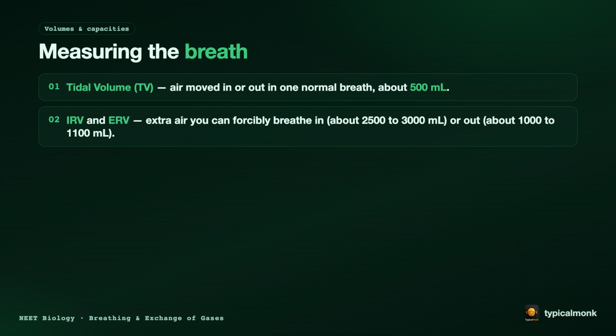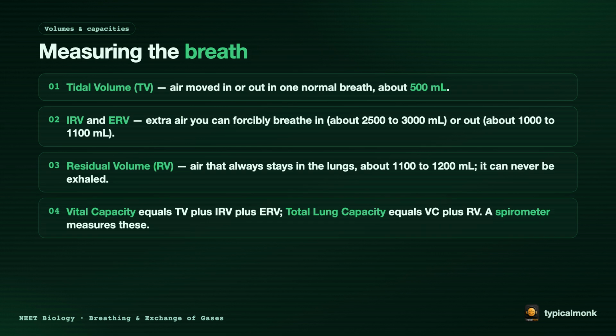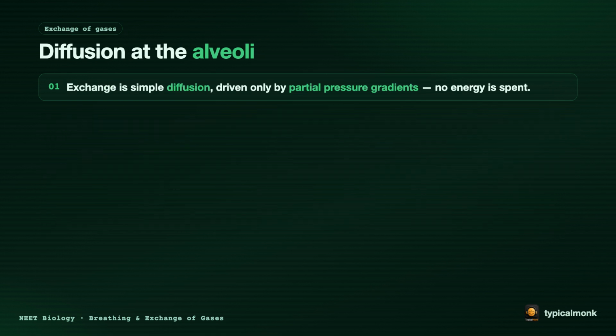Of and of. The extra air you can forcibly breathe in, about 2,500 to 3,000 ml, or breathe out, about 1,000 to 1,000 ml. Residual volume, that is RAV, the air that always stays in the lungs, about 900 to 1,200 ml. It can never be exhaled. Vital capacity equals TV plus of. Total lung capacity equals BC plus OV. A spirometer measures these.